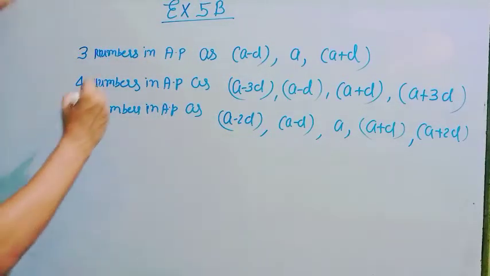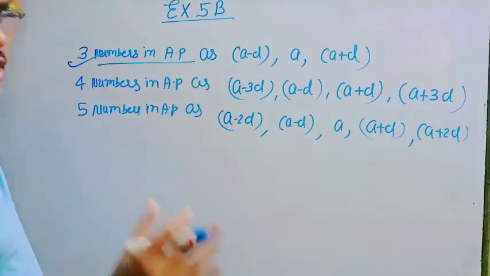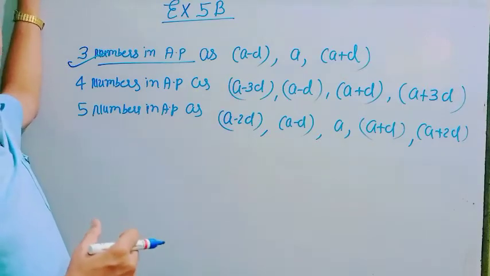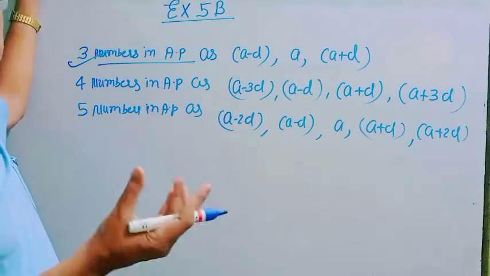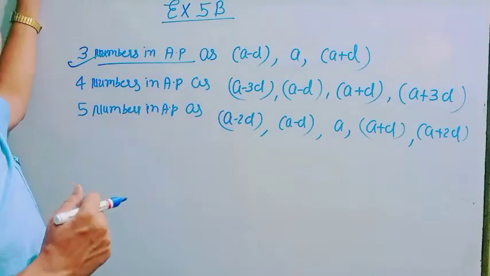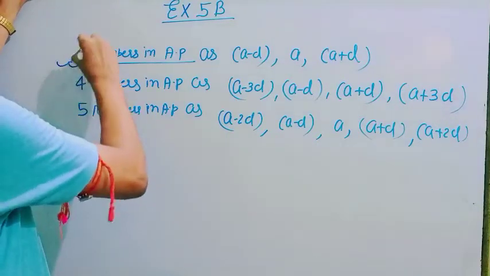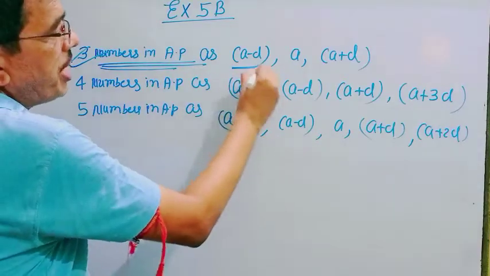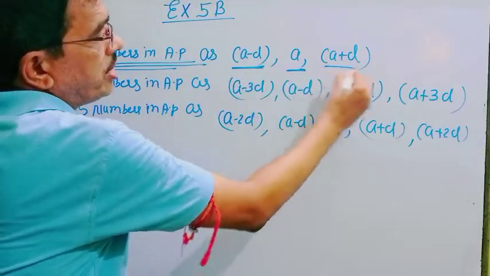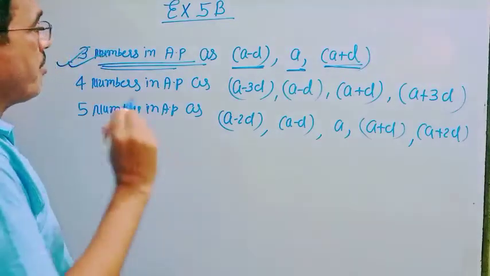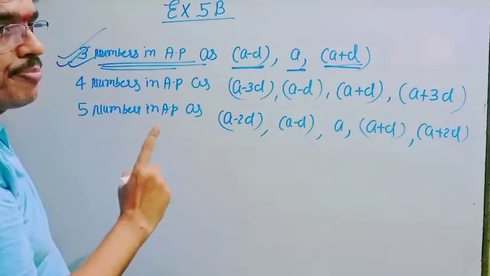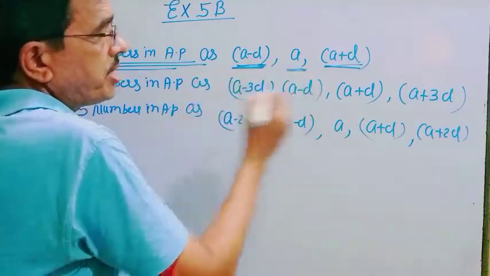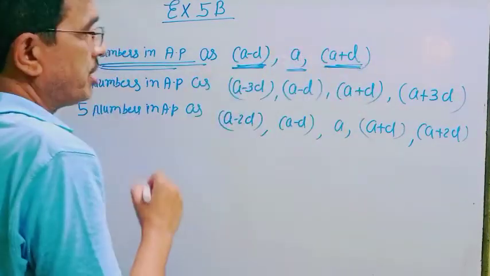Here, if there are 3 numbers in AP, like your question: the sum of the 3 numbers in AP is 15 and the product of these numbers is 216, then find the numbers. For that type of question you always suppose that the first term is a minus d, the second term is a, the third term is a plus d. If your question is related to 3 numbers in AP, then you always suppose the first number is a minus d, the second number is a, and the third number is a plus d.